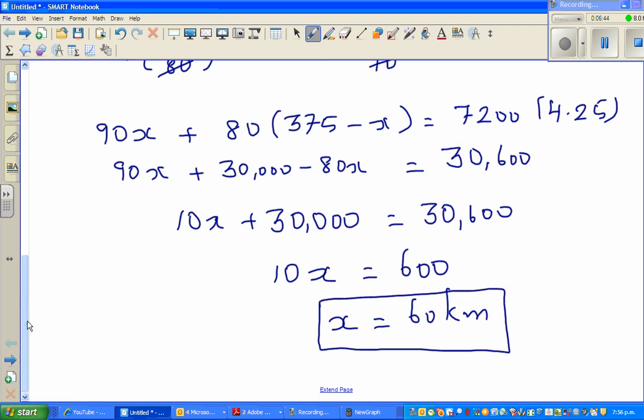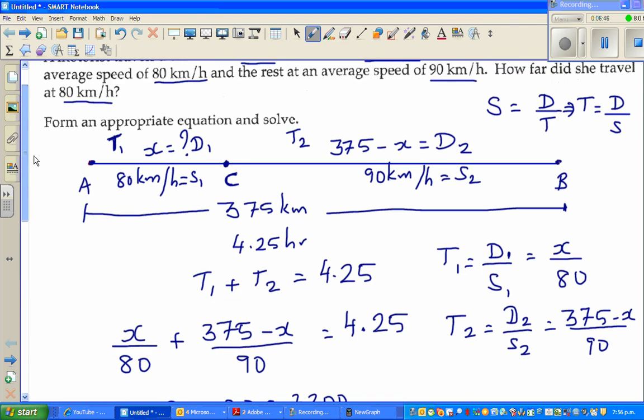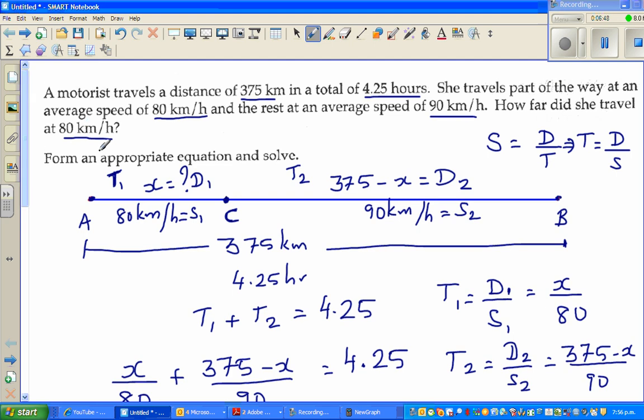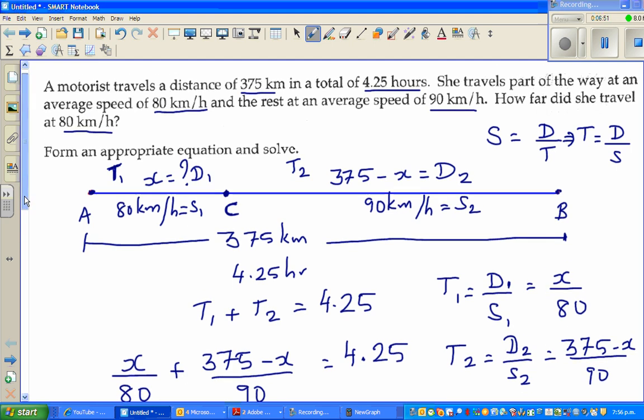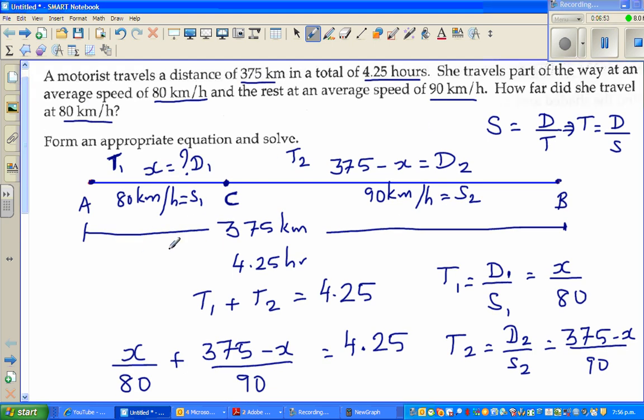So here is the answer to the question: how much was traveled at 80 kilometers per hour? That is 60 kilometers. You can check this by putting the answer back into the equation and seeing whether you got it right. See you in the next video.